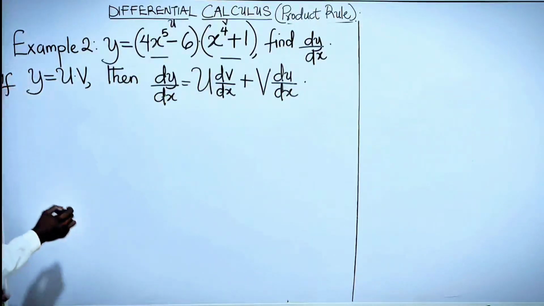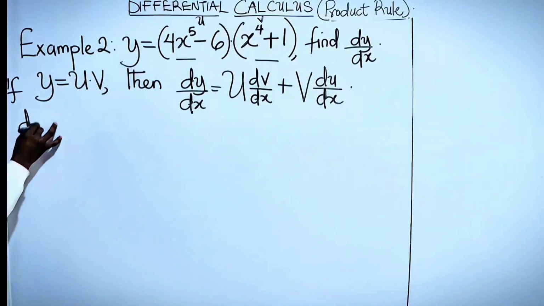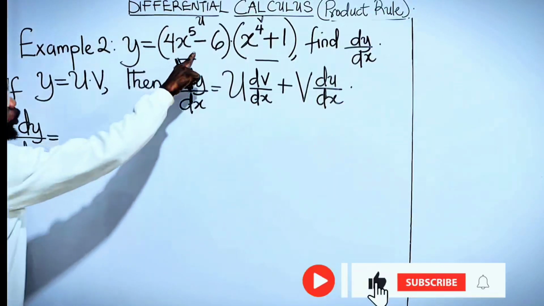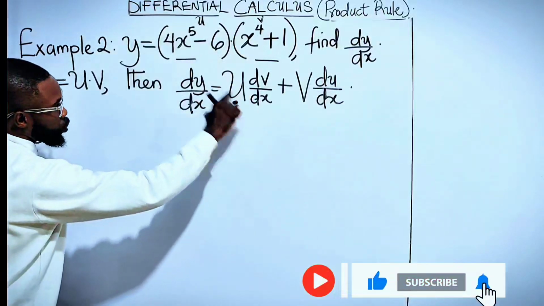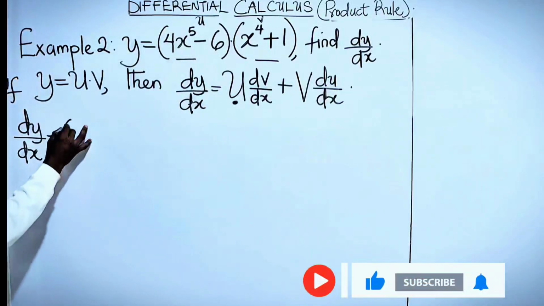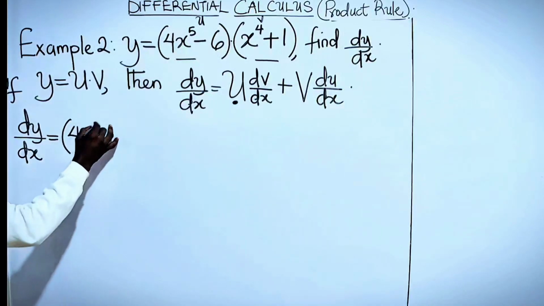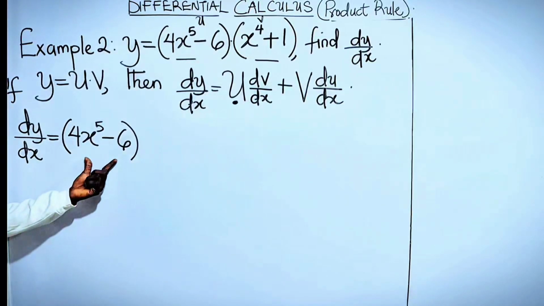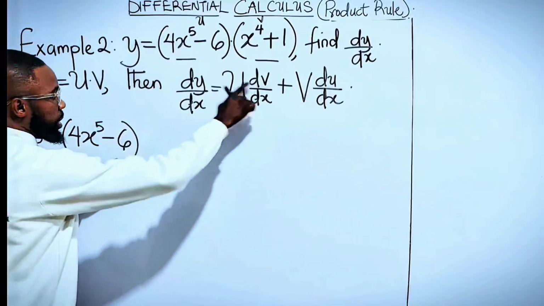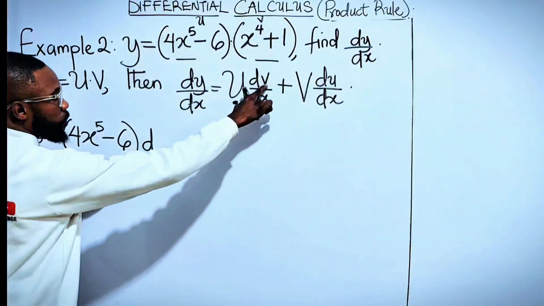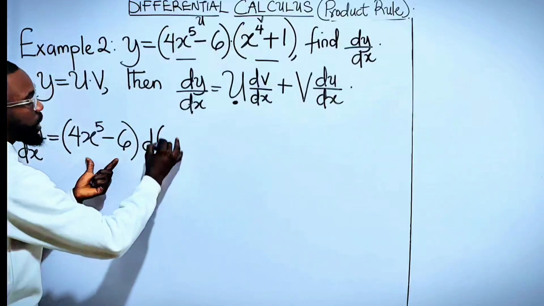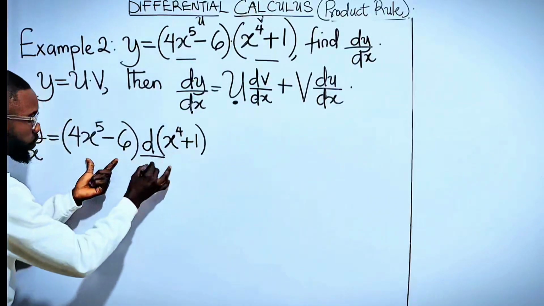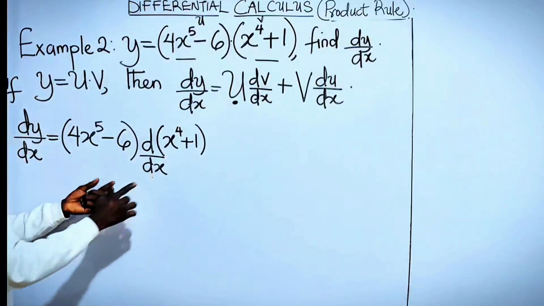So by substitution, we now know that our dy over dx becomes what? This is our u, so fix the u first because that's the first value. So we have u, which is 4x raised to power 5 minus 6. Then put your d, and the value for v, which is this guy. The v there is what? x raised to power 4 plus 1, over dx. That's the first part.